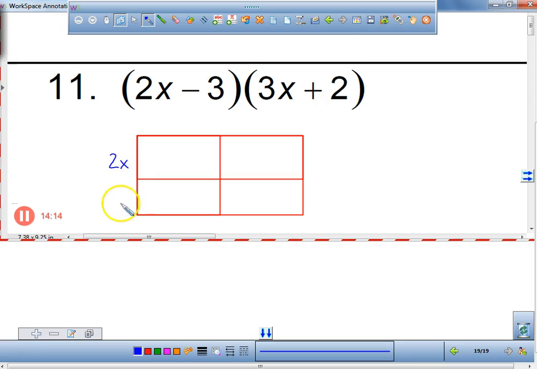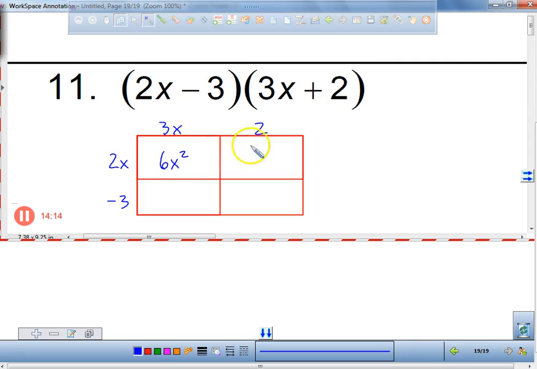We have 2x and a negative 3. We have a 3x and a 2. All right, we have 2x times 3x. That's a total of 6x squared. Good. Now, right down here, we have 3x times negative 3. Negative 9x. Good. 2x times 2. 4x. Good. And negative 3 times 2.